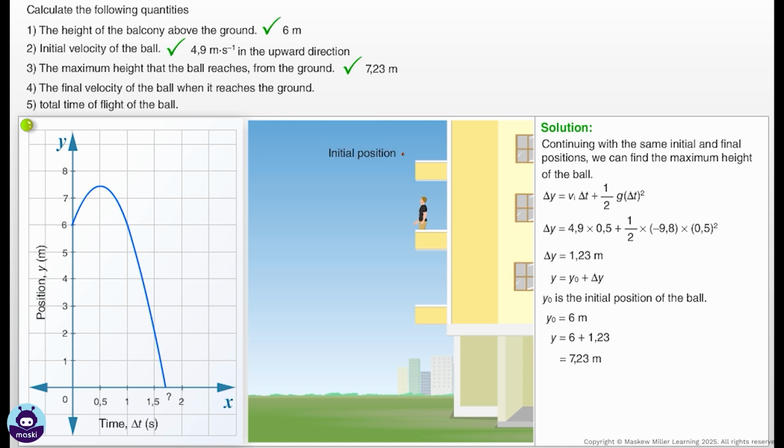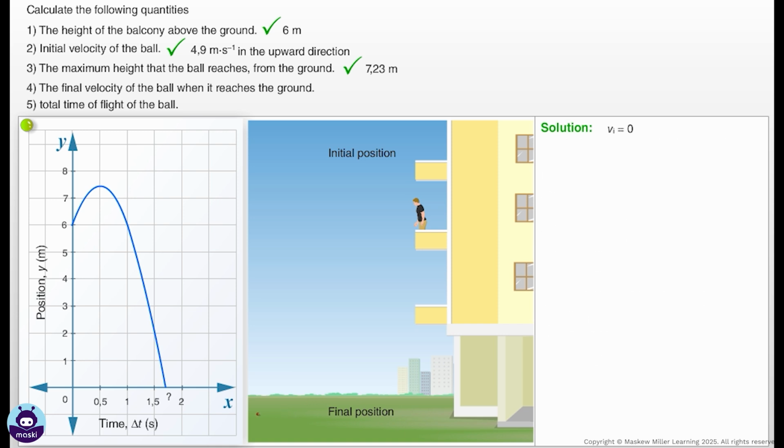We now consider the initial position to be when the ball has reached its maximum height above the ground, and the final position to be when the ball hits the ground. The initial velocity is 0. The final velocity is unknown. The displacement is in the downward direction. It is simply the difference between the final position of the ball on the ground and the initial position of the ball for the motion that we are considering, that is, from the highest point to the lowest point. Delta y equals yf minus yi equals 0 minus 7.23 equals negative 7.23 meters.